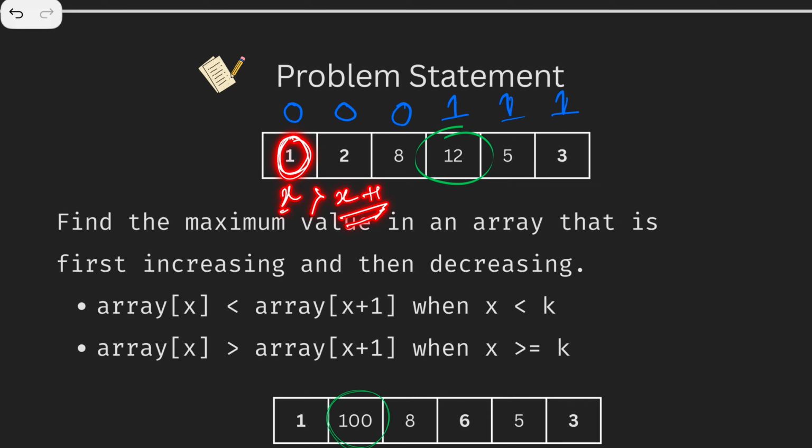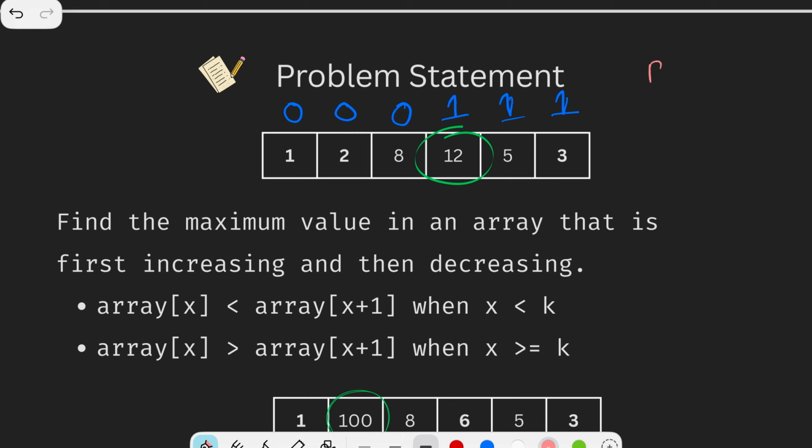Simple, right? Here, look at this. Value of 1 greater than 2? No, then it's going to be 0. Value of 2 greater than 8? No, then it's going to be 0. So this is how I will define my f of x.